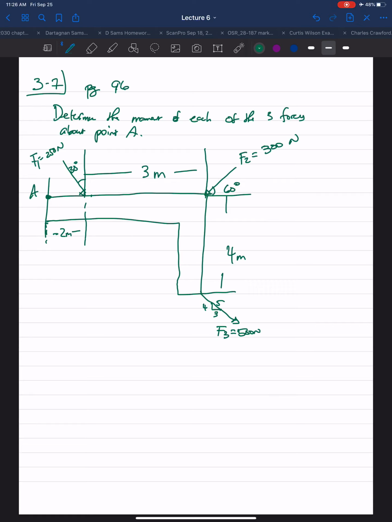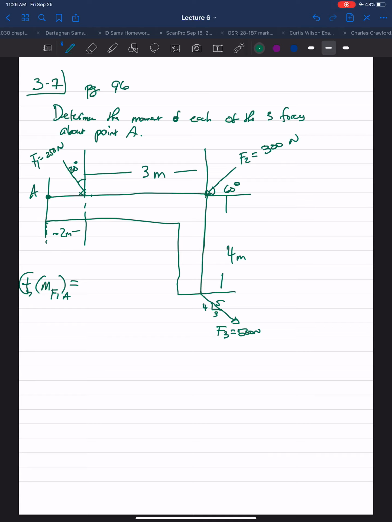So remember, for the magnitude of the moment, it's just the magnitude of the force times the perpendicular distance from the line of action of that force to the point A. So if we start with F1, counterclockwise being positive, moment of F1 about point A. The moment that force F1 causes about point A, that's how we say that. This is equal to the magnitude.